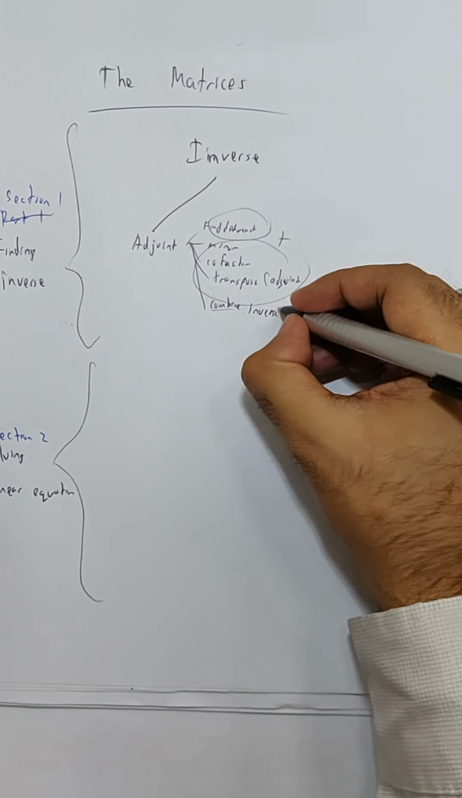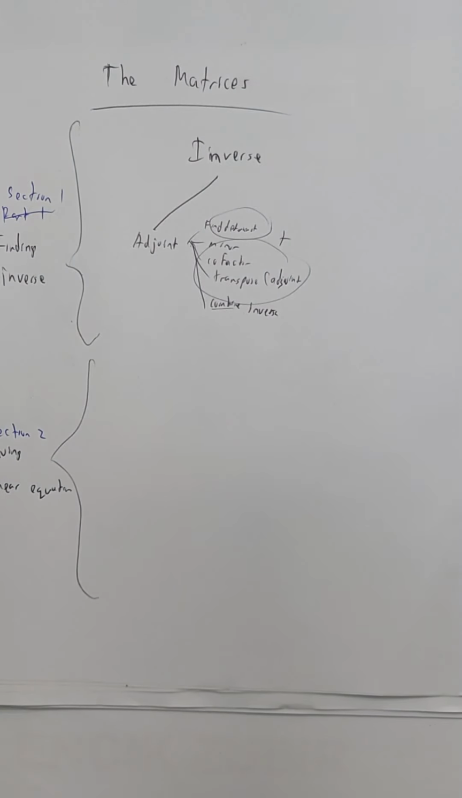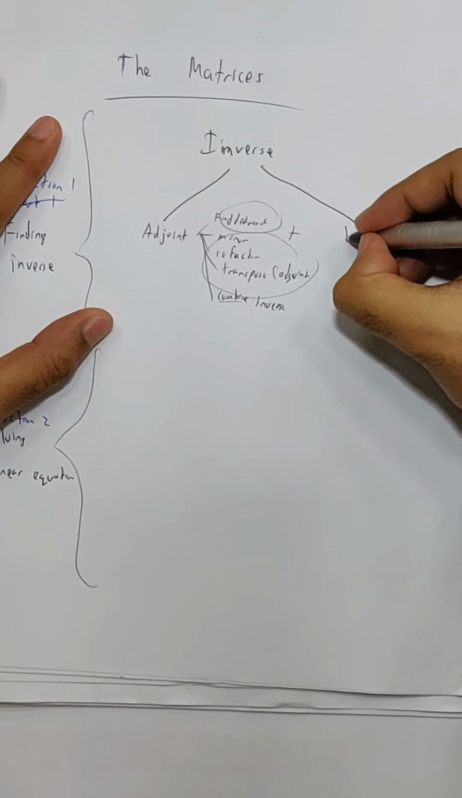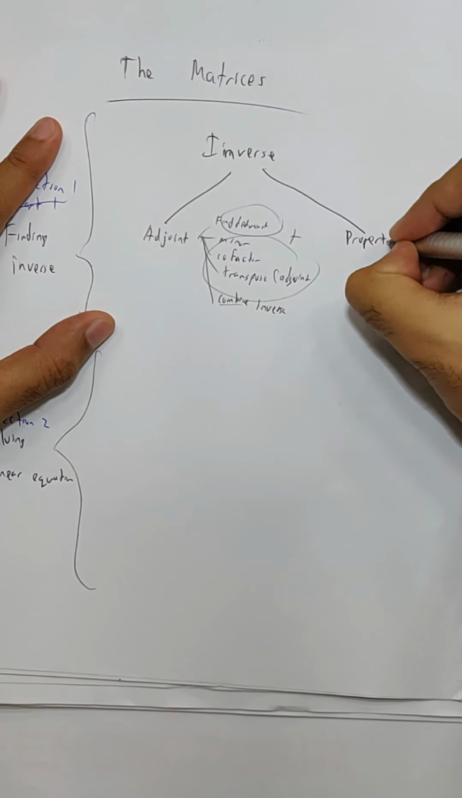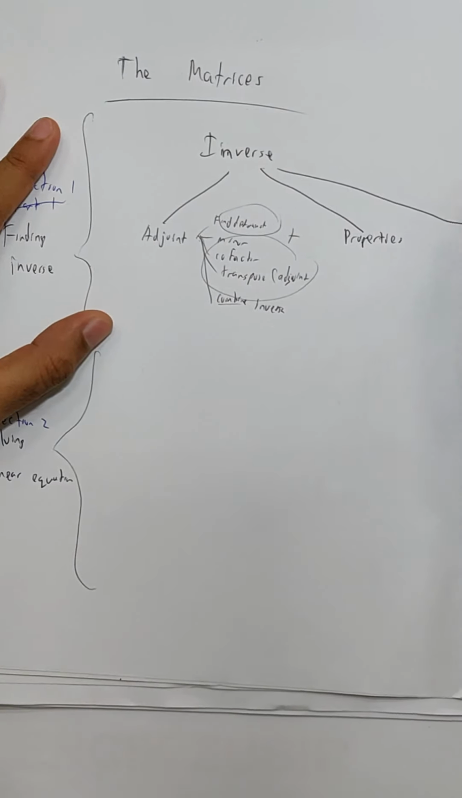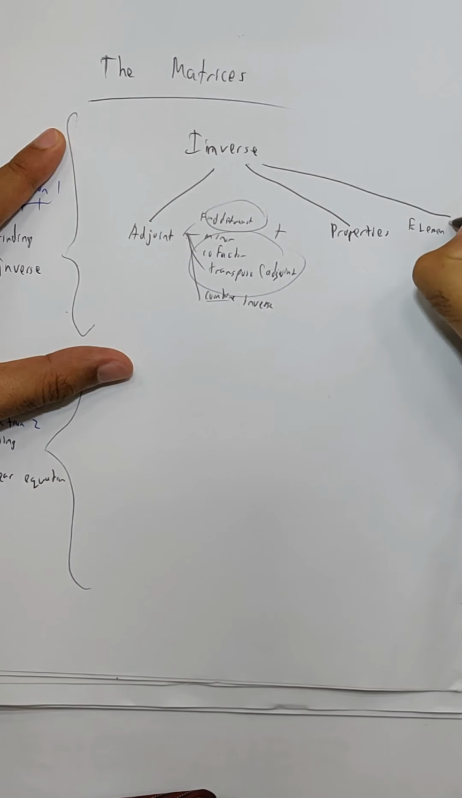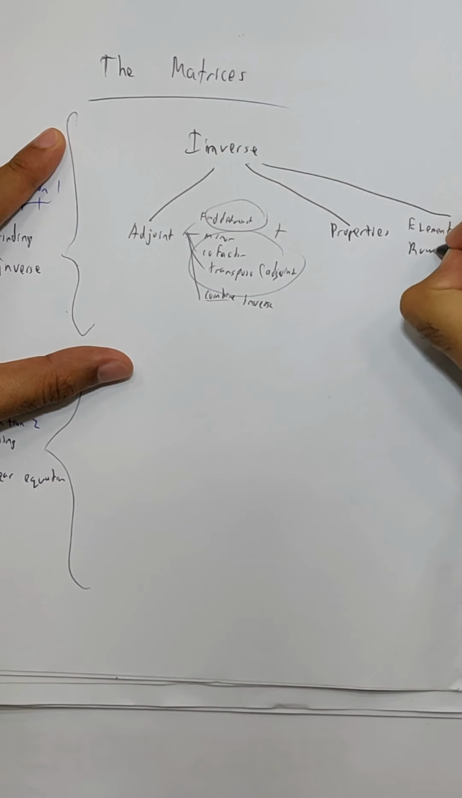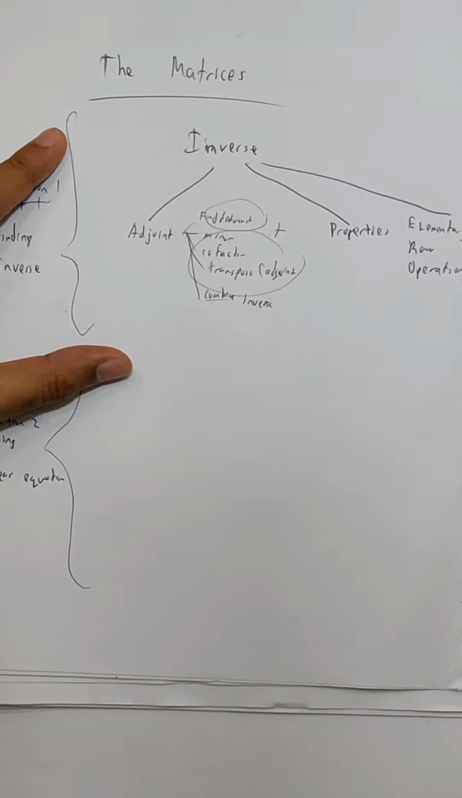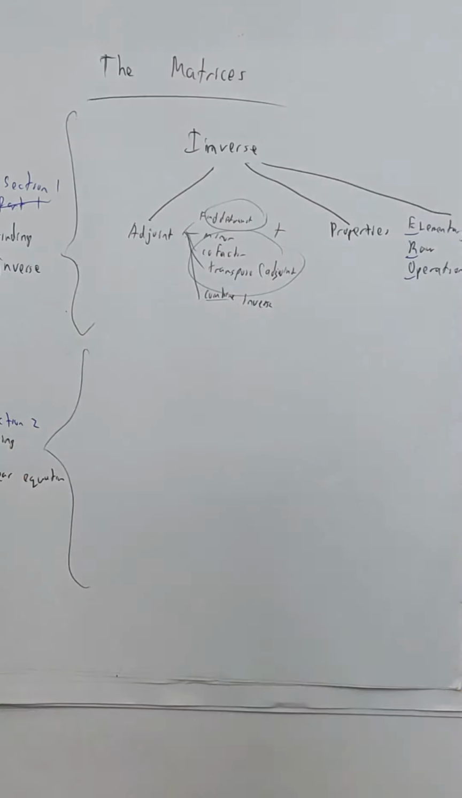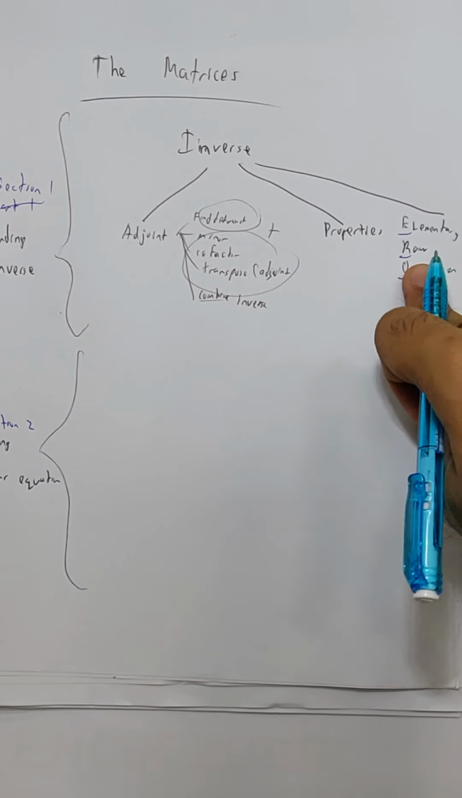Okay, what you have learned the other day is just one way on how to find inverse. There are two more ways on how to find them. By properties, and the other one, the official name is elementary row operation, which most of the time we will just abbreviate as ERO. When people say ERO, it means this. Okay?